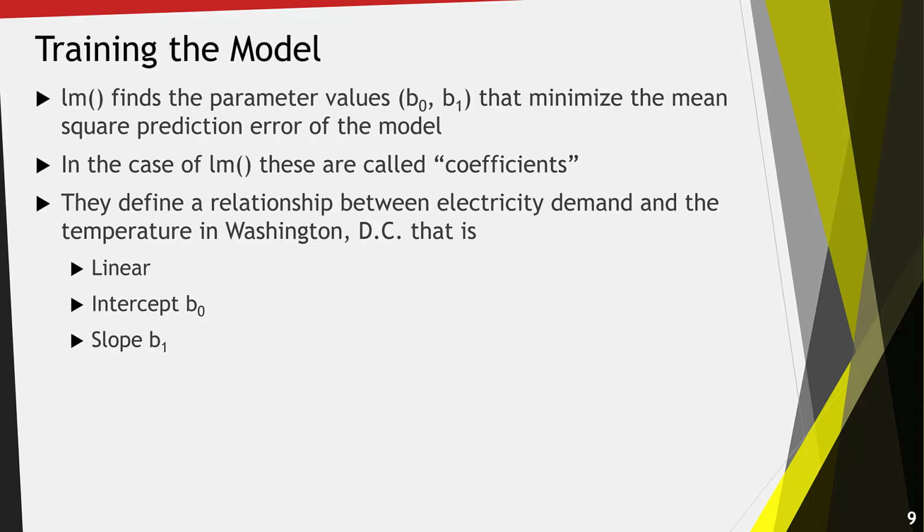What's going on here is that lm finds the parameter values, these are B0 and B1, that minimize the mean square error of the prediction model on the data that I've given it. B0 and B1 are what lm calls coefficients, and they're defining the mathematical relationship between electricity demand and the temperature in Washington, D.C. The assumption is it's linear, it has intercept B0, and the slope on the high temperature term is B1.